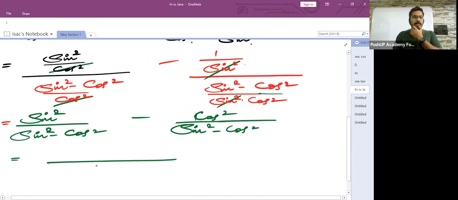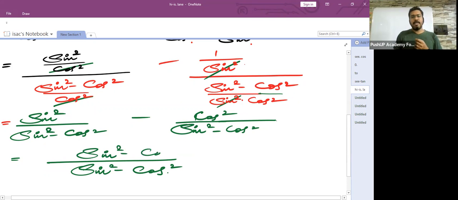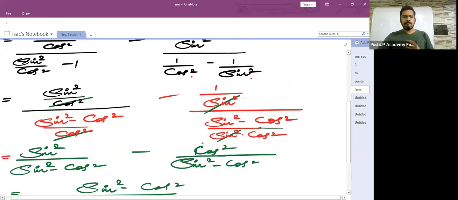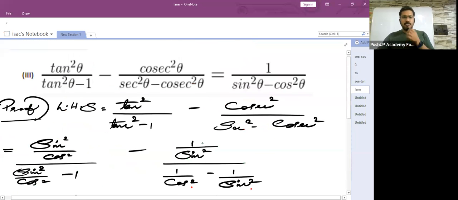Yeah. Now again, what is the LCM? Sine square minus cos square. So the numerator will become what? Sine square minus cos square. It is wrong, children.